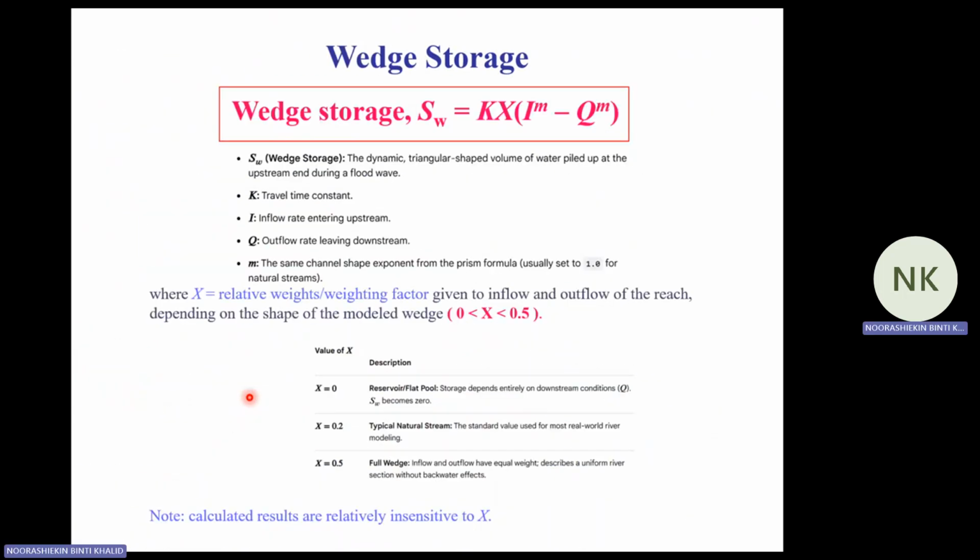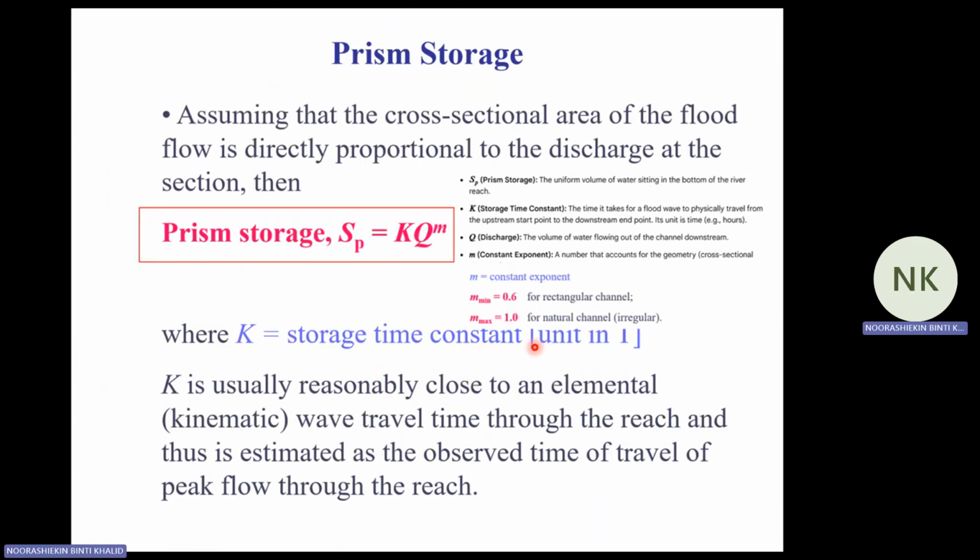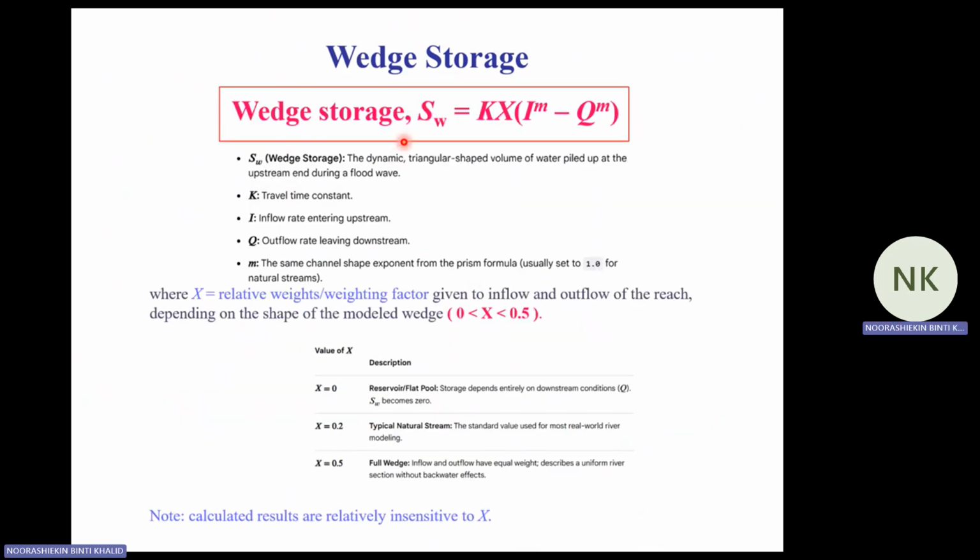Right? So K is the storage time constant, with the unit in time. Storage time, okay? Right, so net wedge storage. This is the formula for wedge storage.